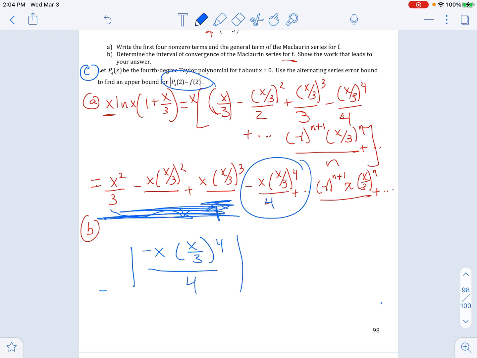Okay, and what value of x are we trying to figure out? When x is 2, I'm going to plug in 2 here. So this is my error, and that's it. If you want to punch it out, you can, or you can just leave it like this. If you do simplify it, I believe it's 8 over 81.